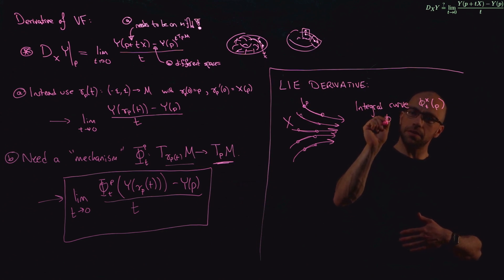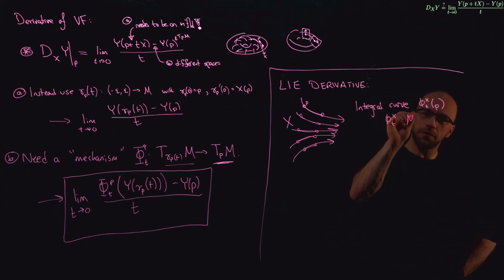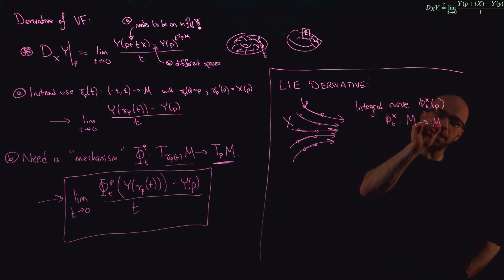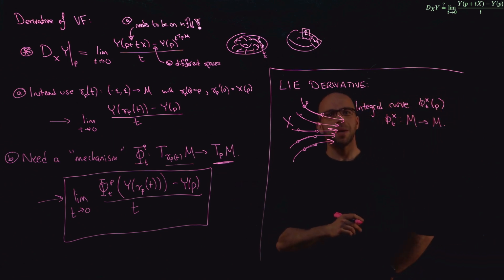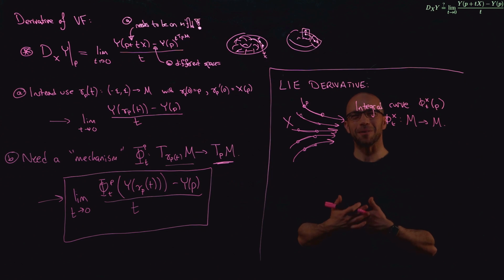So notice that phi t X, considered as a function of p, you can think of as really a function from the manifold into itself. Do you see that?